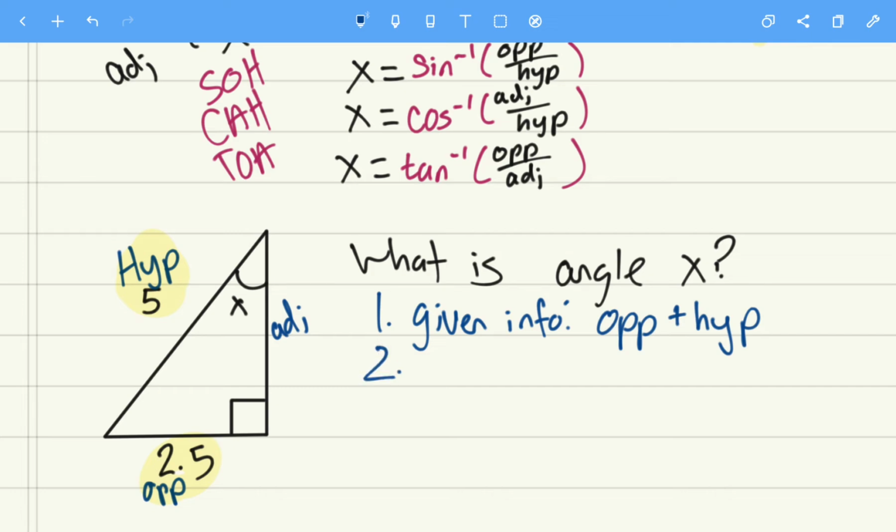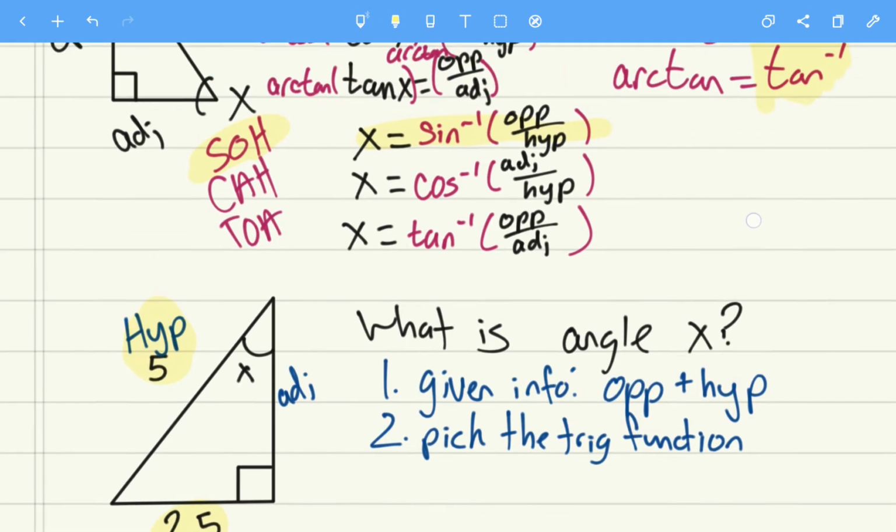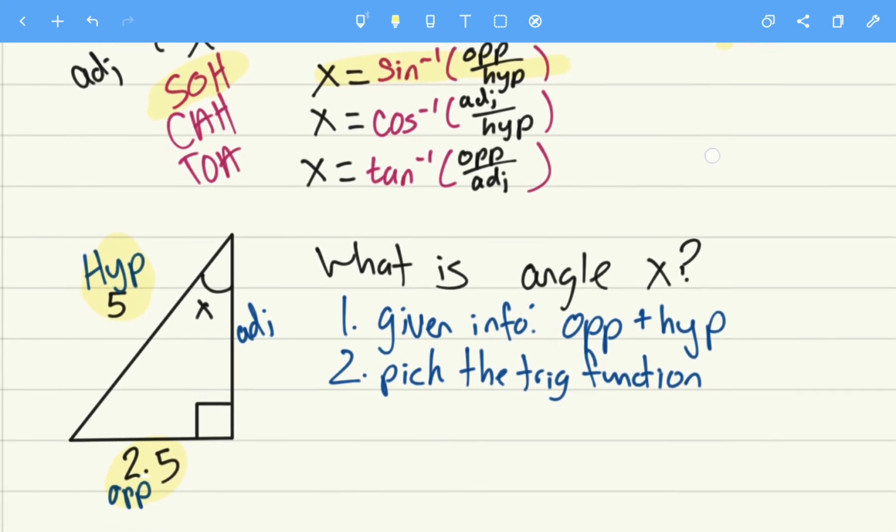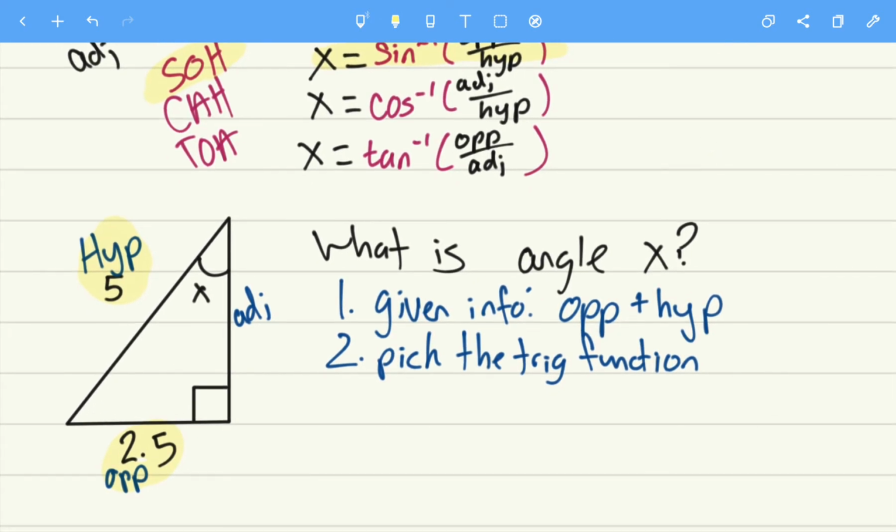So now that we know we are given our info of opposite and hypotenuse, we need to pick the trig function. Opposite and hypotenuse corresponds with sine. So we are going to use this function up here: x equals the sine inverse of opposite over hypotenuse, like so.